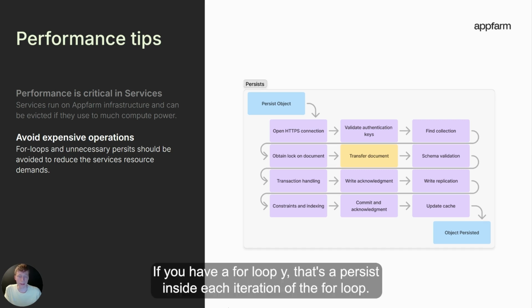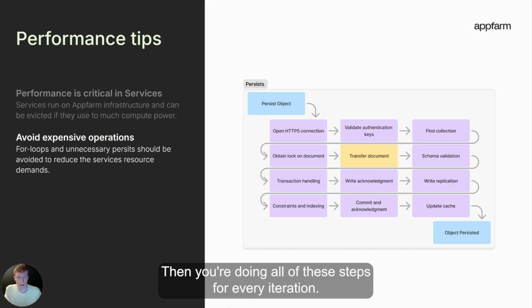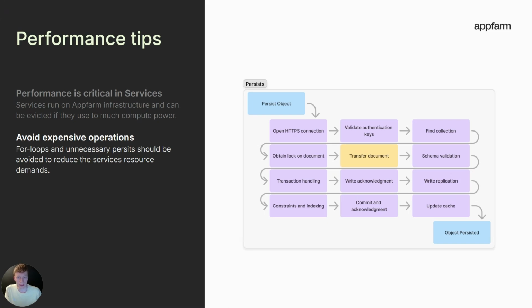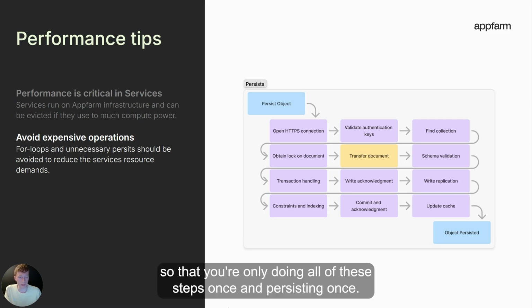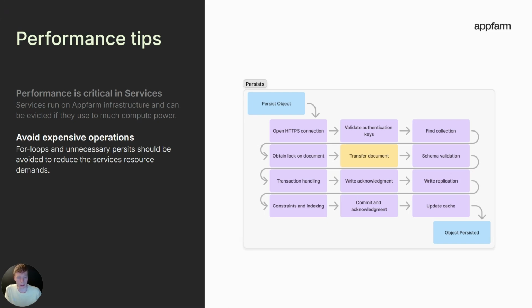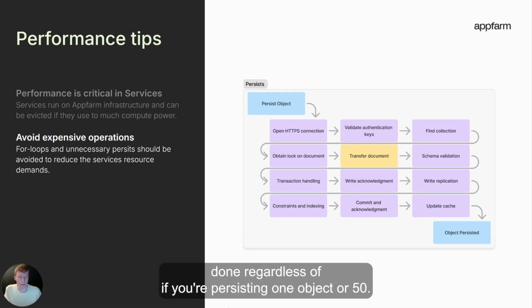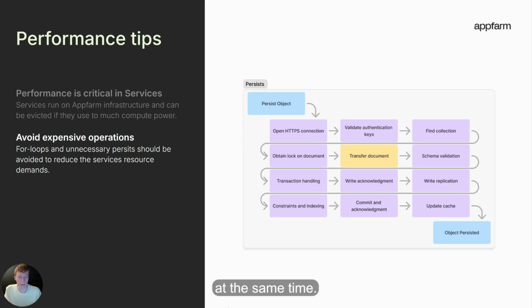If you have a for loop where there's a persist inside each iteration of the for loop, then you're doing all of these steps for every iteration. Consider putting the persist outside of the for loop at the very end, so that you're only doing all of these steps once and persisting once. These steps need to be done regardless of if you're persisting one object or 50, so it's important to consider if you can persist many objects at the same time.